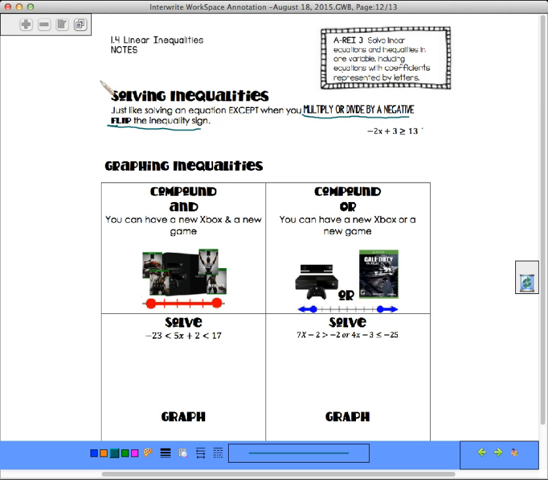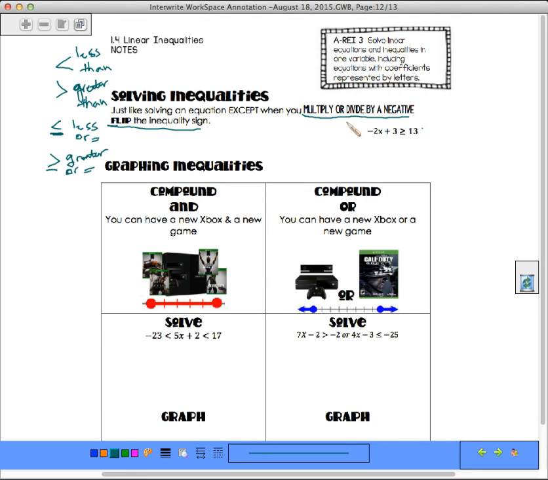So we have 4 inequality signs to choose from. We have less than, we have greater than, we have less than or equal to, right, less or equal, and we have greater than or equal to. Okay. Those are our 4 choices.